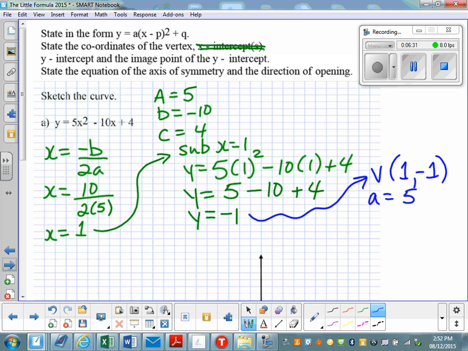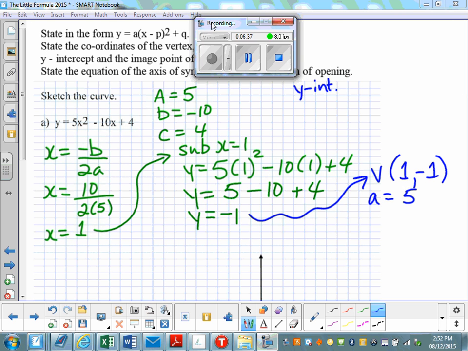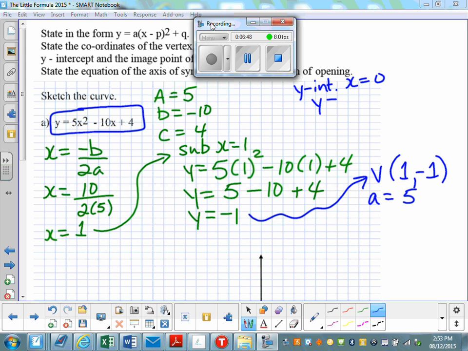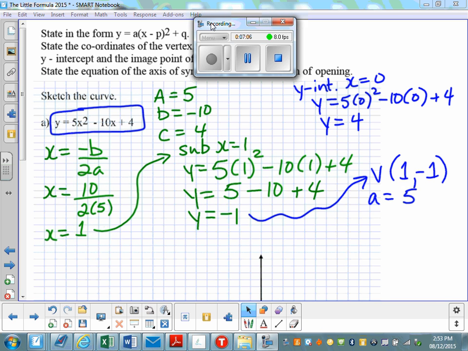Now the y-intercept, you can just find some space on your page for that one. I'm going to do it right up here. If I want the y-intercept, that means I'm going to let x equal 0. And if I let x equal 0 in standard form, look what happens. It's going to be 5 times 0 squared minus 10 times 0 plus 4. And the first two parts end up equaling 0, so the y-intercept is actually 4 there. So that means that this graph will cross the y-axis at 4, or at the point 0, 4.